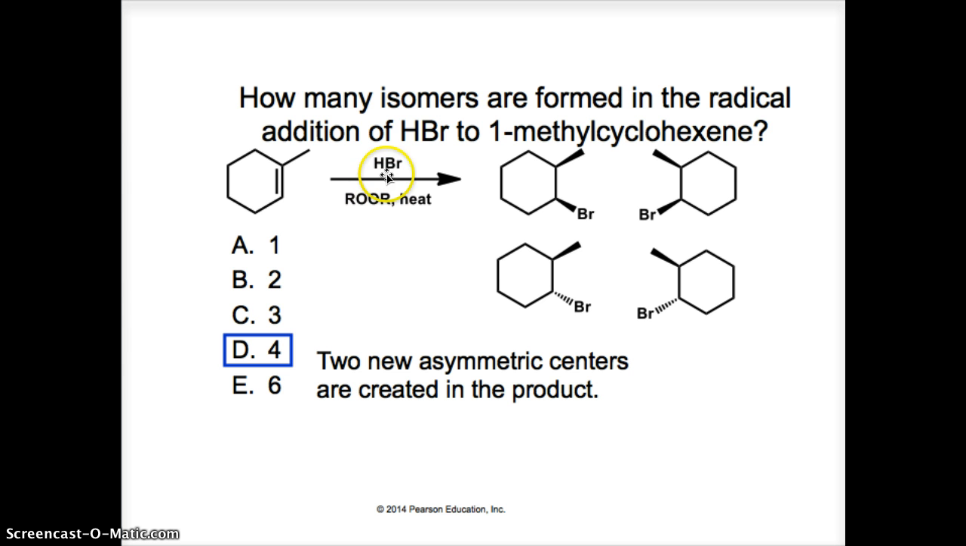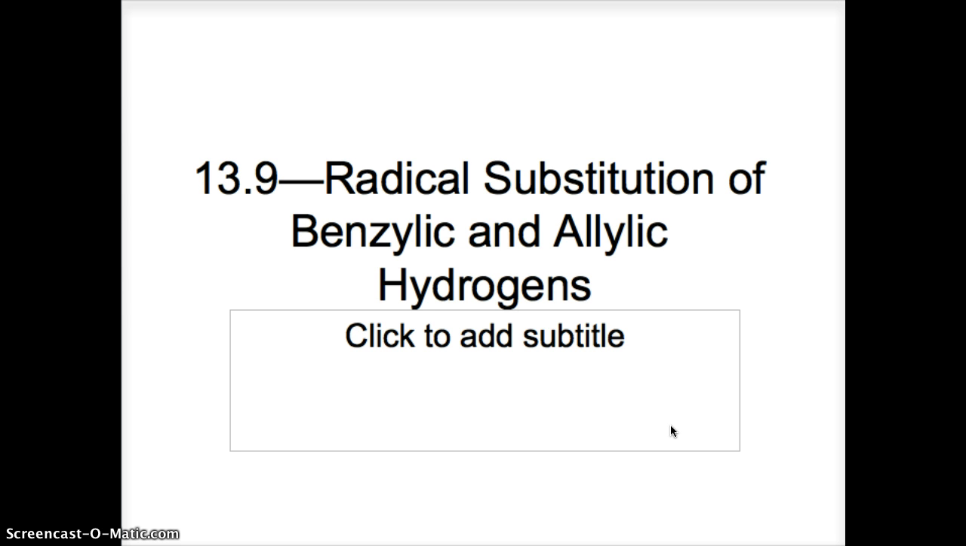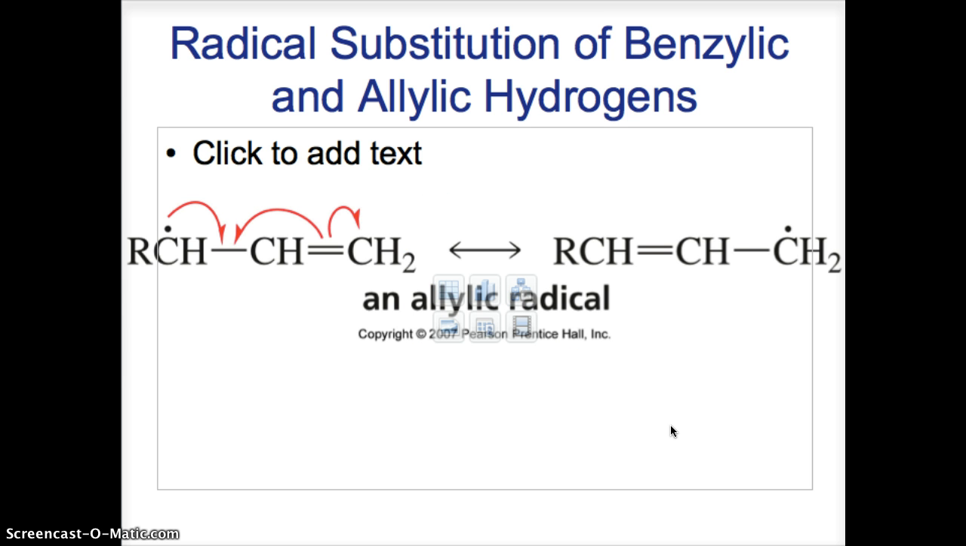So the bromine is going to be electrophilic going to the sp2 carbon with the most protons. Since that one doesn't have any, and that one has one, we're going to put the bromine right there. This is an asymmetric center, and this is an asymmetric center. Therefore, with two asymmetric centers we get 4 isomers, 2 raised to the second power. So D turns out to be the correct answer. Moving right along, radical substitution of benzylic and allylic hydrogens.